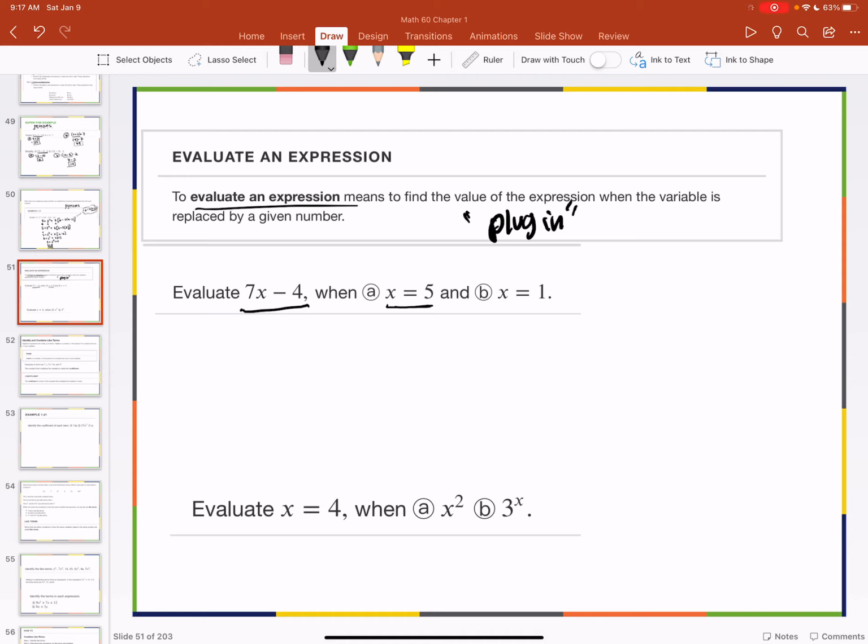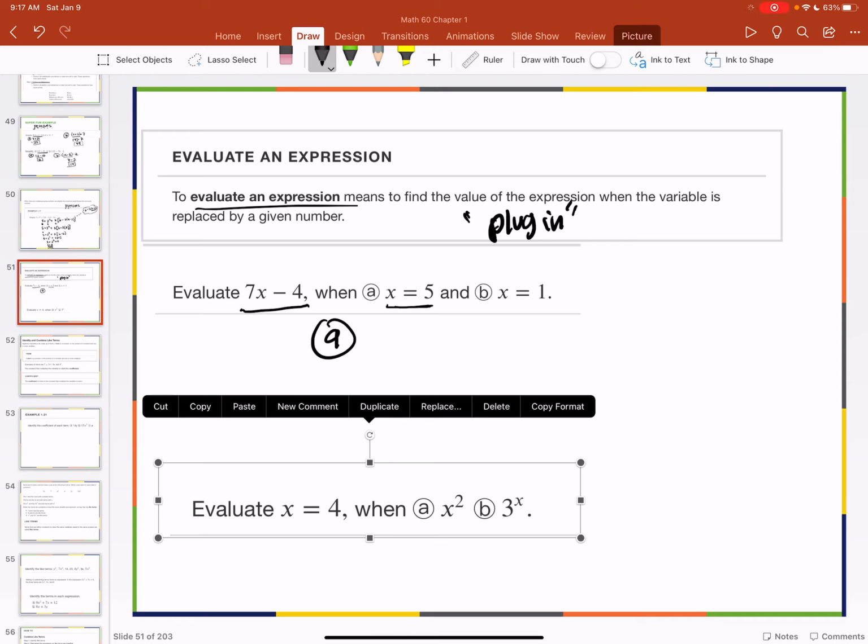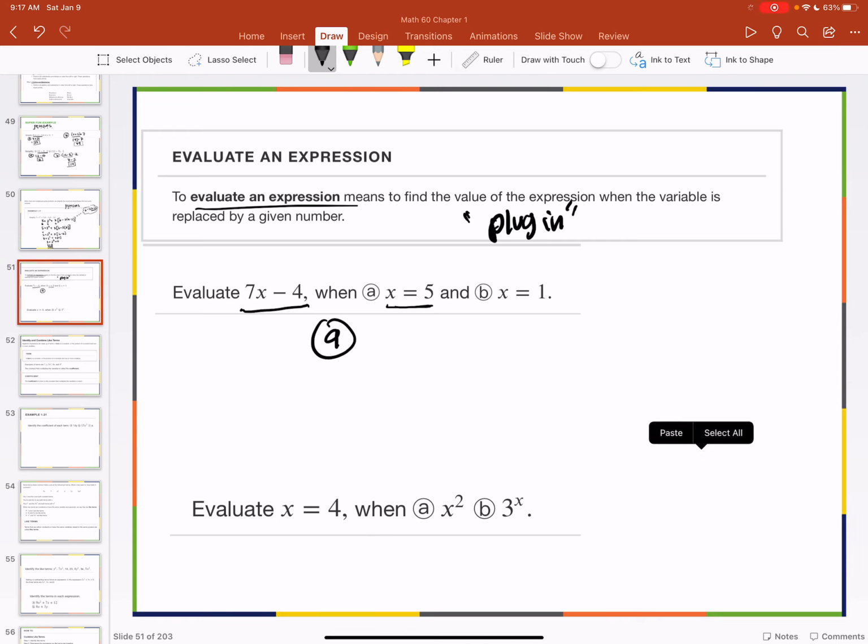So let's see here. We have 7x minus 4. Let's evaluate 7x minus 4 when x is equal to 5. So what that means is you're going to do 7, and instead of an x, so the best way is to plug in, use parentheses.